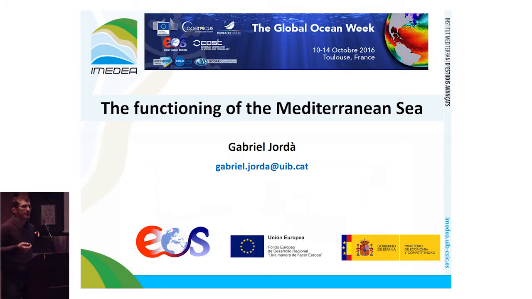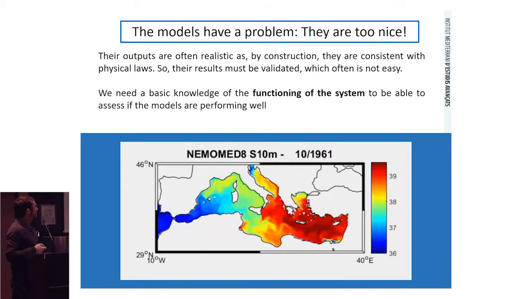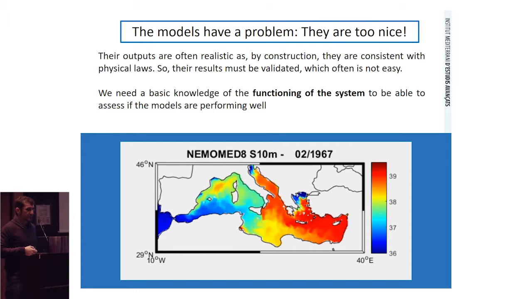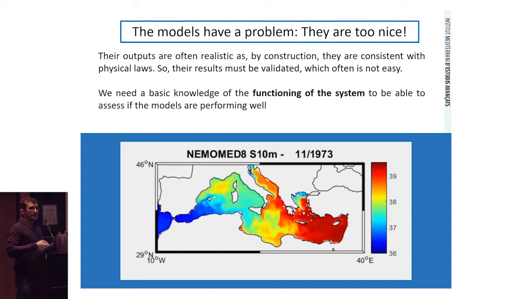The models have a problem: they are too nice. So we can be tempted to think that the results we have for the salinity are pretty good. I mean, they seem logical. They look good, and obviously the model produces something which is consistent with the physical laws, so we have something that makes sense. But the system can have a lot of equilibrium points, so we can easily be in a reasonable, physically sound state, which is not the true state.